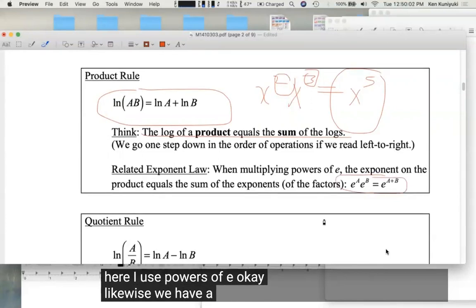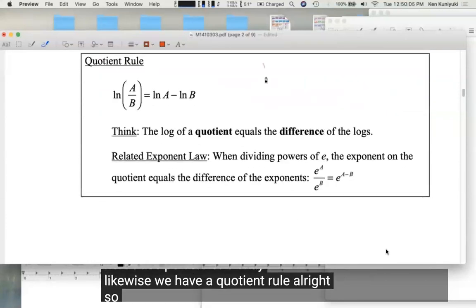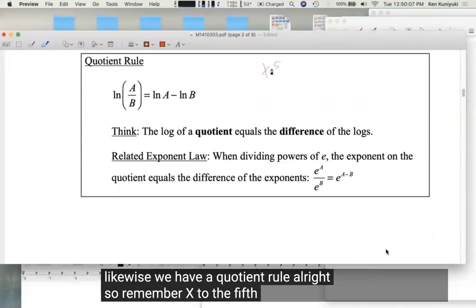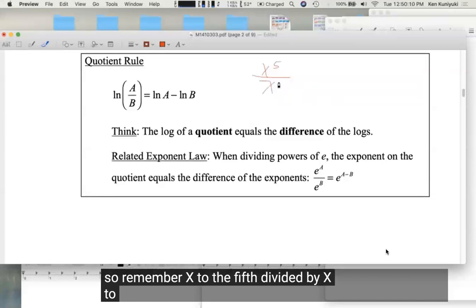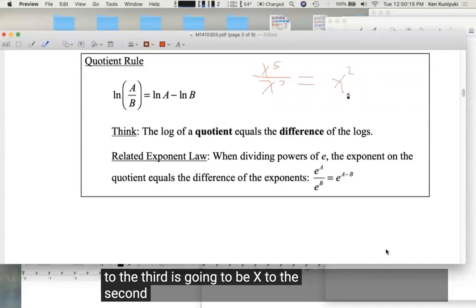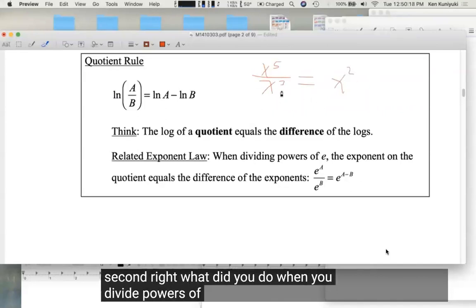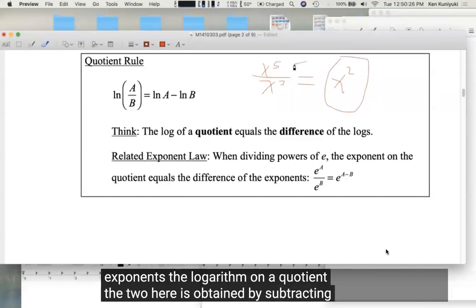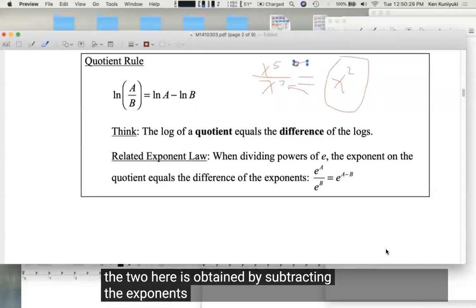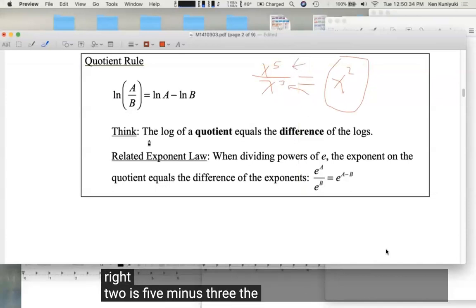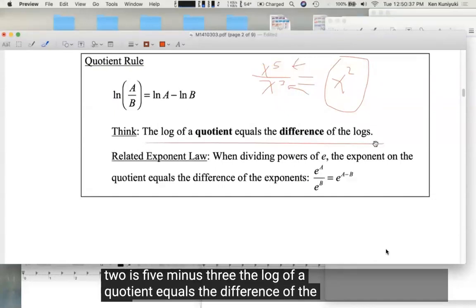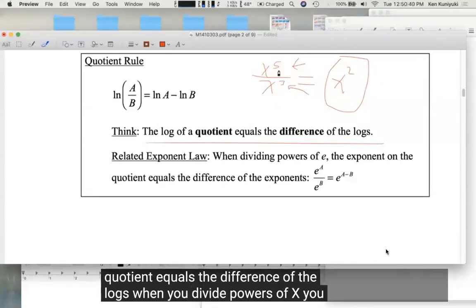Okay, likewise, we have a quotient rule. So remember, x to the fifth divided by x to the third is going to be x to the second, right? What did you do? When you divide powers of x, you subtract the exponents. The logarithm on a quotient, the 2 here, is obtained by subtracting the exponents or logs over here. 2 is 5 minus 3. The log of a quotient equals the difference of the logs.